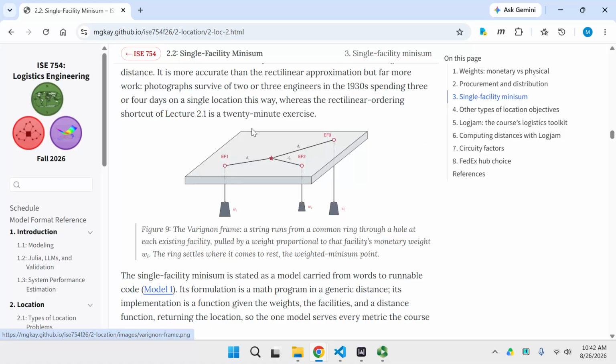So what they would actually do is take a piece of plywood, drill holes corresponding to the location of the existing facilities, and then they would attach weights corresponding to the monetary weights of each of the existing facilities, and then they would tie 3 strings together at a point and let it find out where it came to a rest, and that resting point corresponded to the optimal location. So this is exactly the same optimal location that we're finding by using a computer and Nelder-Mead's procedure, for example.